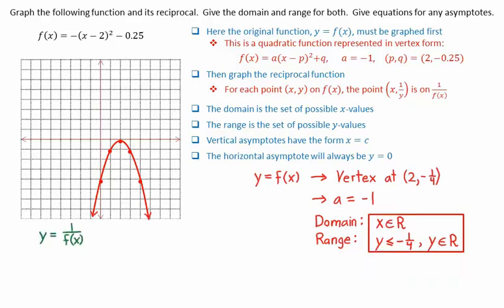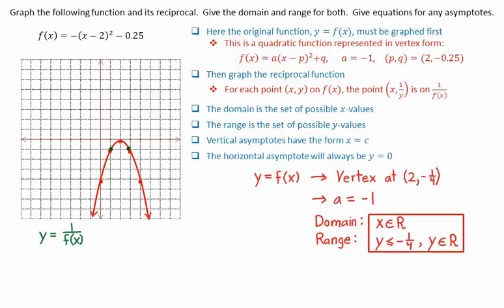Moving on to the reciprocal function. First, we will note any points for which the y values are either 1 or -1. These are invariant points which will be the same on the original function as they are on the reciprocal function. In this case, we have 2 invariant points, both corresponding to y values of -1.